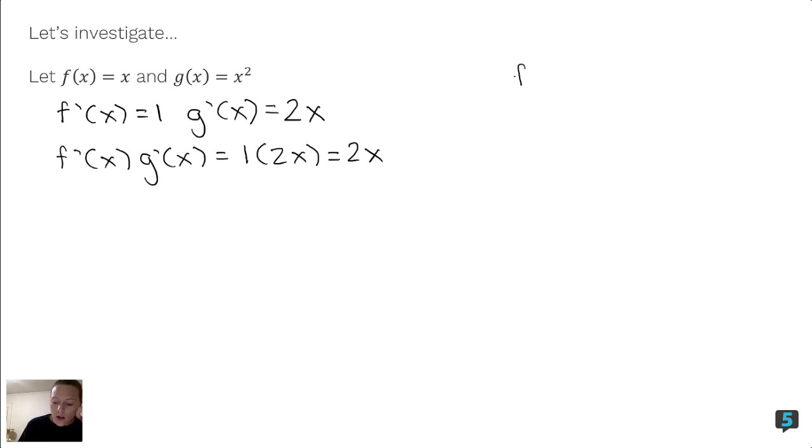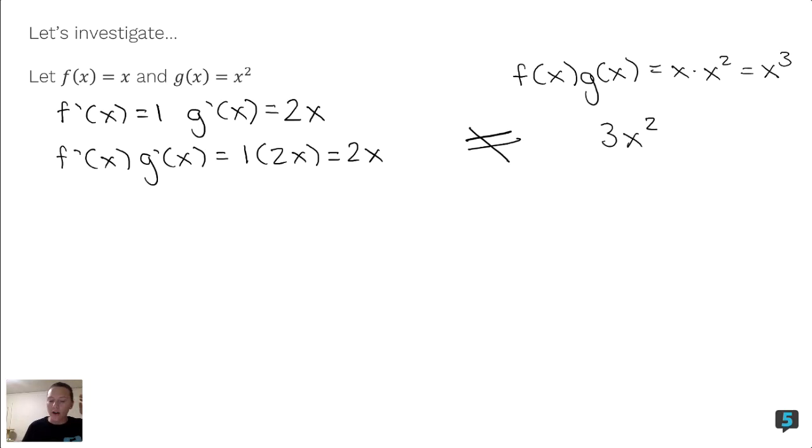But we also know that if I actually multiplied f of x times g of x, according to the laws of exponents, x times x squared would give me x cubed. And what would the derivative of x cubed be? Go ahead and comment on that in the chat. Yeah, exactly, 3x squared. So we can see that these two things are not equal to one another, okay?